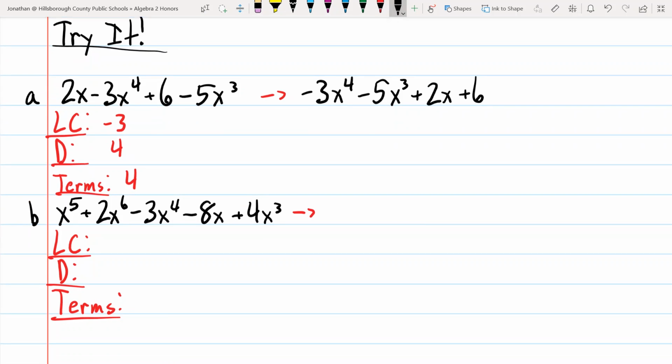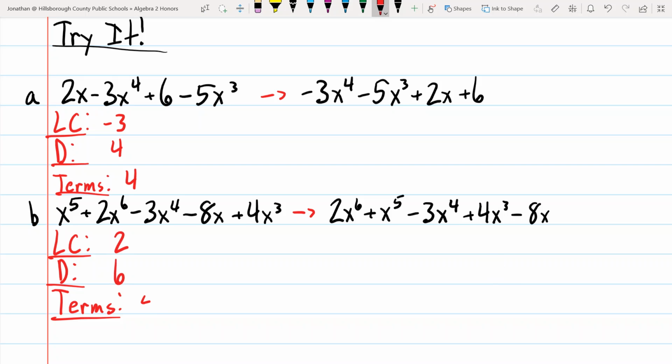Letter B, again, organized from highest to lowest. Looks like x to the 6th is our highest, followed by our x to the 5th. And then we have x to the 4th, 4x to the 3rd, no x squareds, but we have a regular x. Lead coefficient is 2, our degree is 6, and number of terms, 1, 2, 3, 4, 5. That's all there is to that.